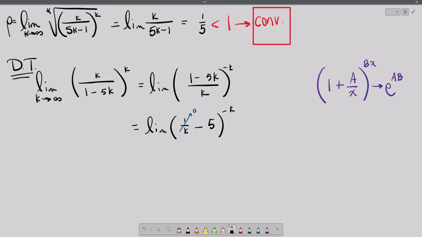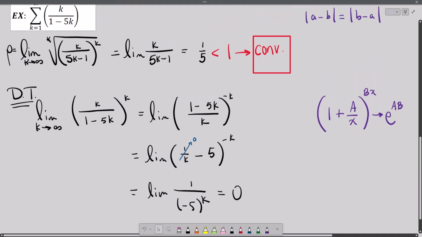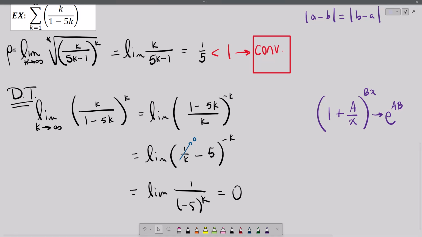So we can kind of ditch this part because we know that part's going to 0. So this really is a situation where if we push this into the denominator, we have -5 to the -k, so it's 1 over -5 to the k. And what is that limit? 0. Which we already knew had to be the case. If this series converges, it's necessary that the terms go to 0. So this confirms that the terms are going to 0, so the divergence test would be inconclusive.